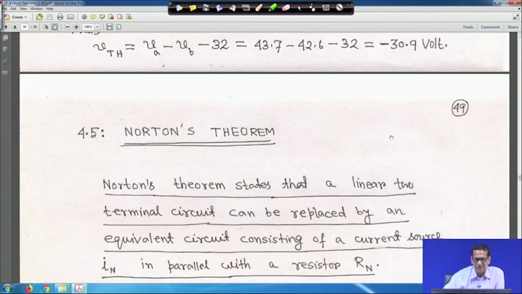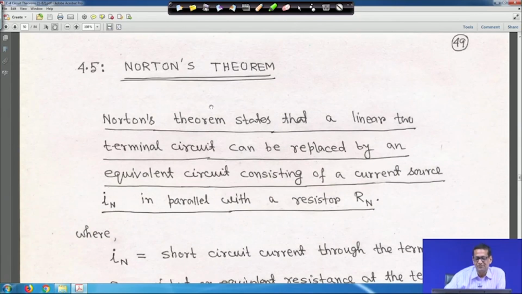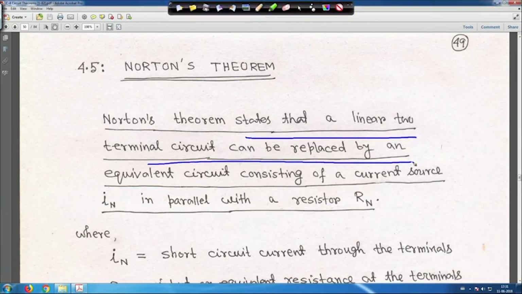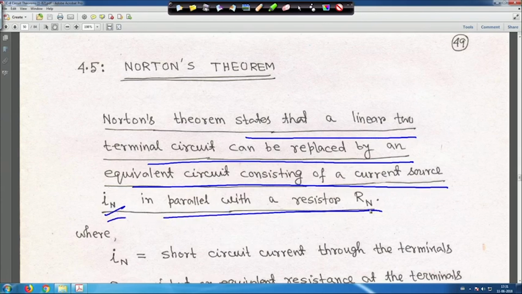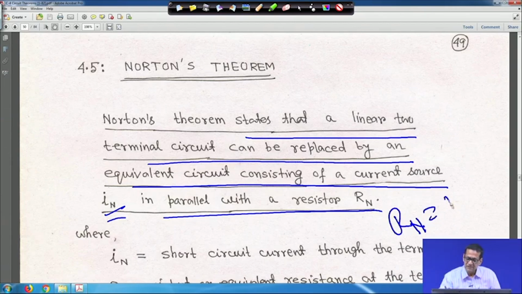Next is your Norton theorem. So, Norton's theorem states that a linear 2 terminal circuit can be replaced by an equivalent circuit consisting of a current source I n in parallel with a resistor R n. In the Norton circuit case, R Norton and R Thevenin are the same. At the beginning I am telling that R Norton is equal to R Thevenin.